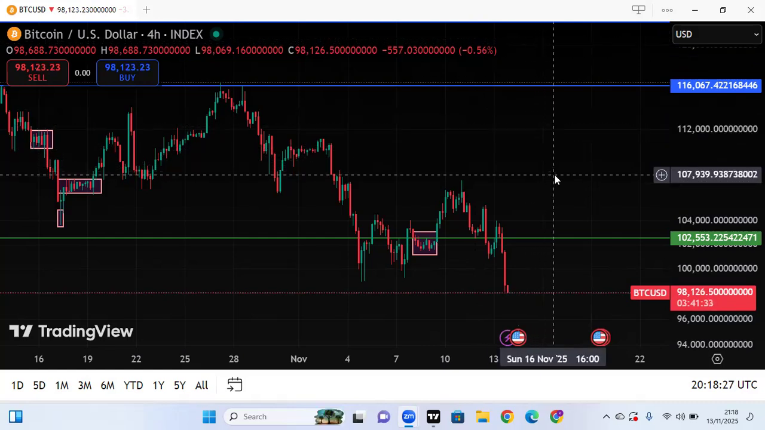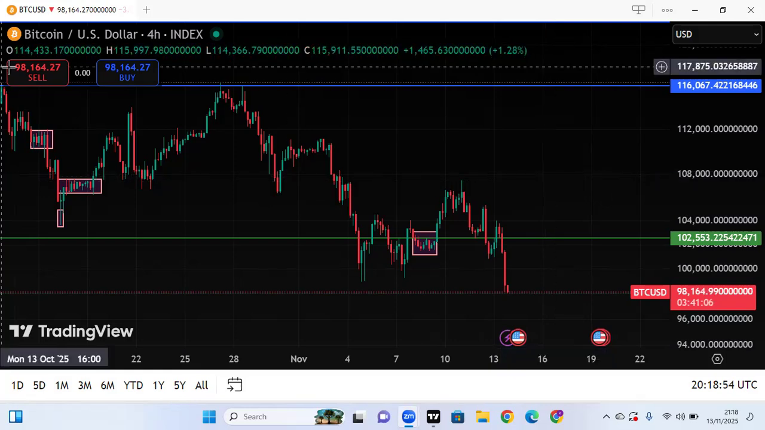Now let's go to stop loss and take profit. Stop loss: always place it beyond the structure, not too close to your entry. For buyers, below the last swing low. For sells, above the last swing high. Okay, now let's say you are buying from here or you are selling.